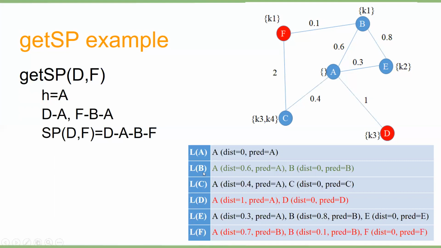Then we perform binary search in the label of B to find A. The predecessor is A, so the shortest path between F and A is F, B, A. We merge it to D, A, B, F. This is the shortest path.